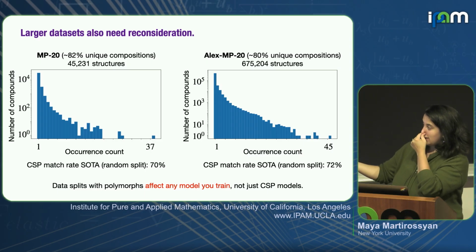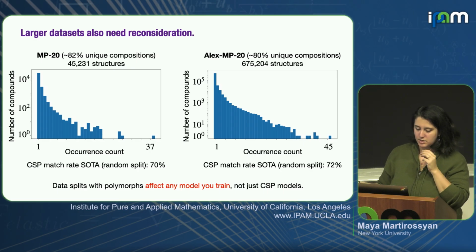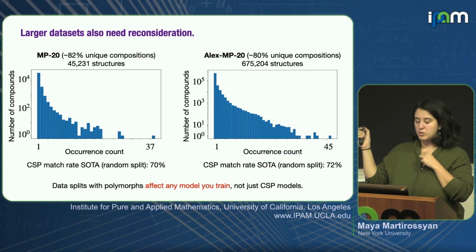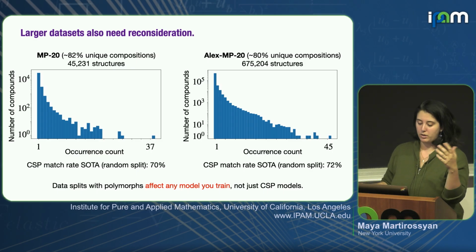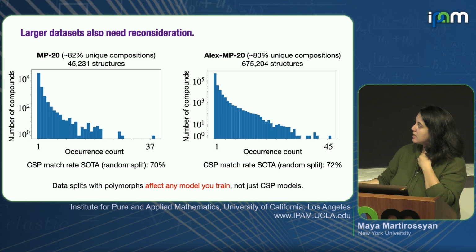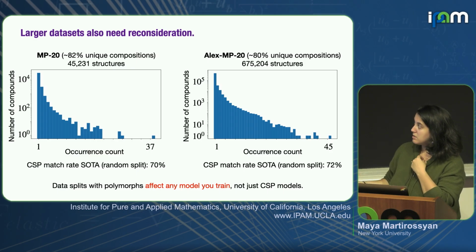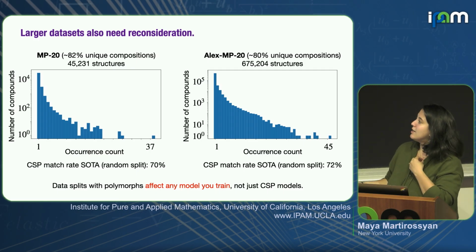Okay, these are my final slides, final takeaways. I mentioned that we looked at polymorphs in this perovskite data set, and that basically half the data set was polymorphs, or had a polymorph. The same is true in the better-known MP20 set, as well as a much bigger version of it called Alex MP20. It's not quite as bad a problem there. Instead of 50% unique compositions, it's more like 80%.